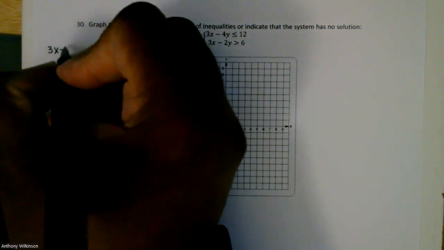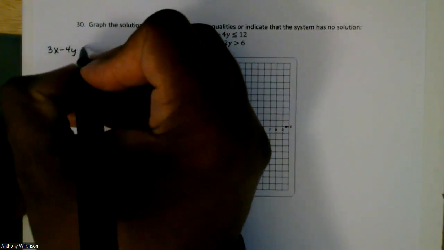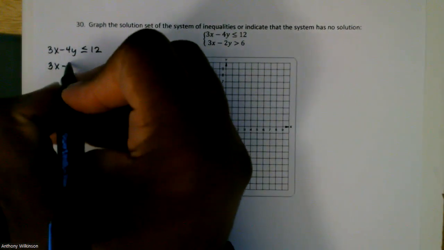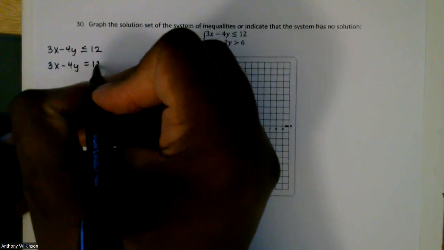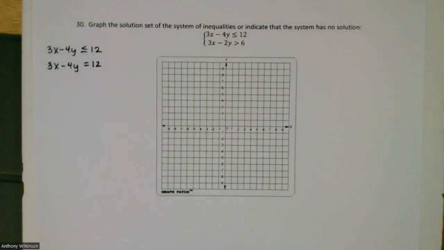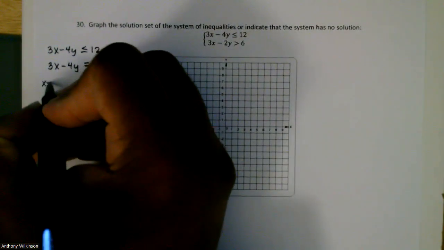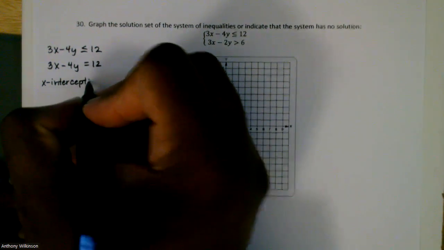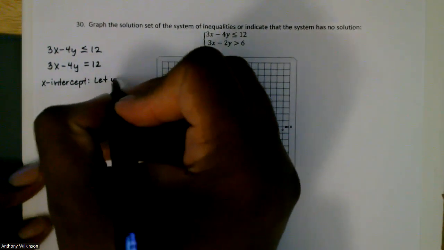So here I got the 3x minus 4y is less than or equal to 12. Now I'm going to graph that as if I had 3x minus 4y equal to 12. Now notice that the x and the y variables are on the left side, so I'm going to use x and y intercepts to graph this. All right, if you recall, to find the x-intercept, you always let y equal 0 and solve for x.